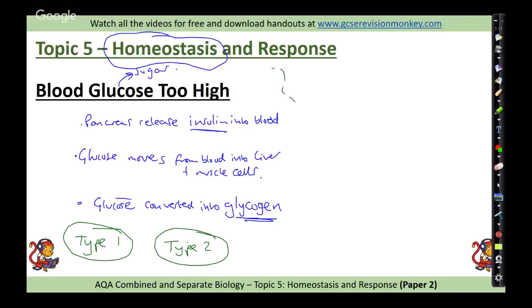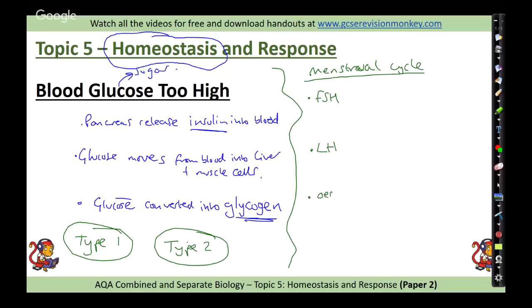Final thing then for topic 5 in relation to hormones really is the menstrual cycle. So that is the cycle that a woman will go through once a month. The main hormones involved are FSH, that's follicle stimulating hormone, that's produced in the pituitary gland. LH is luteinizing hormone, again produced in the pituitary gland. And you've got estrogen and progesterone that are produced in the ovaries.